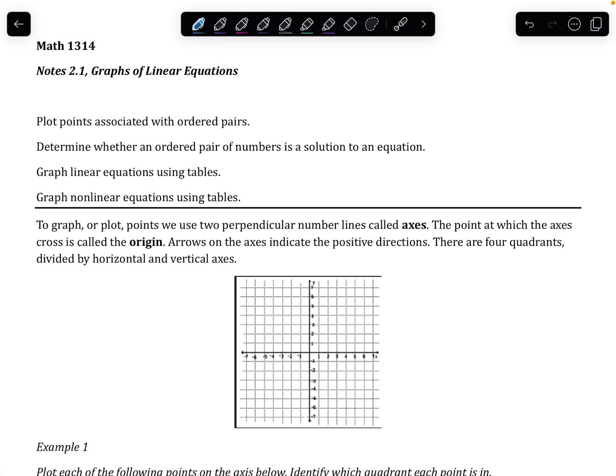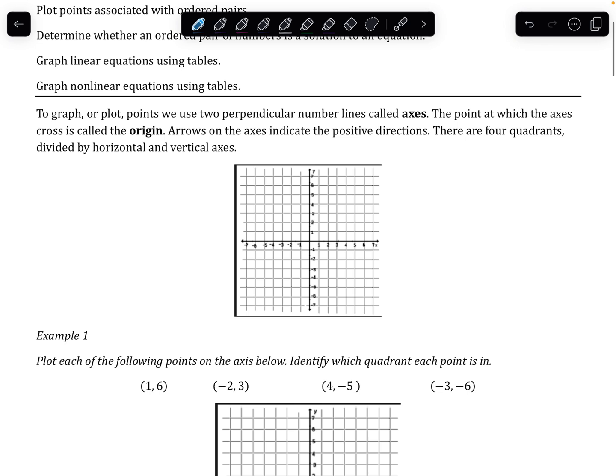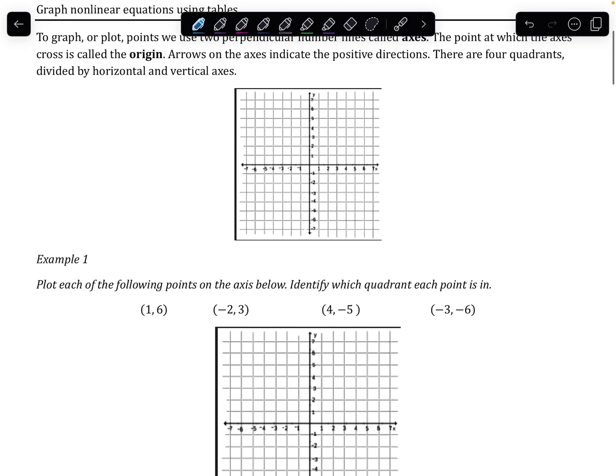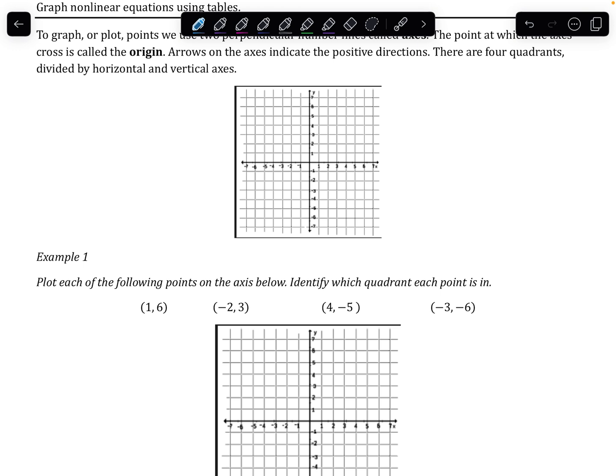All right, so this is your 2.1 notes. Example 1: plot each of the following points on the axis below. Identify which quadrant each point is in. So recall points are labeled x comma y. The first value is where you go on the x-axis. The second value is where you go on the y-axis.